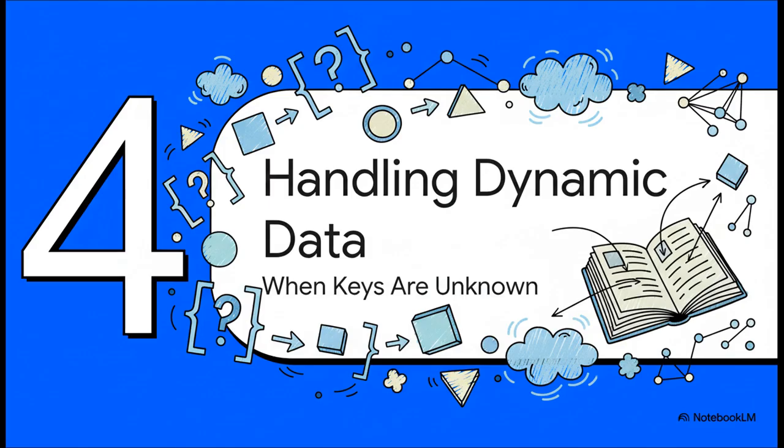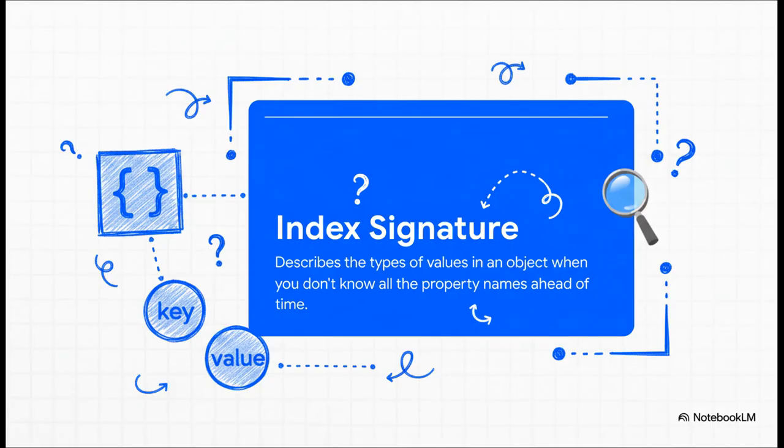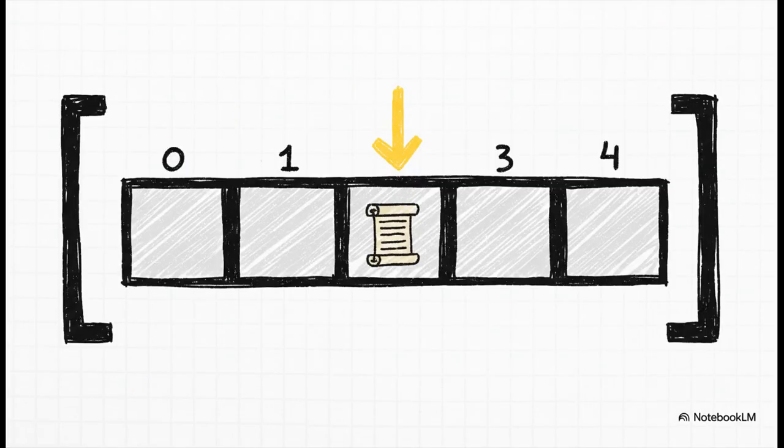How on earth do you type something like that when you can't possibly list out every single key name? Well, the answer is something called an index signature. It's a really clever piece of syntax that lets us describe the pattern of an object. We get to define the type for the keys and the type for the values, even when we don't know the exact names of those keys.